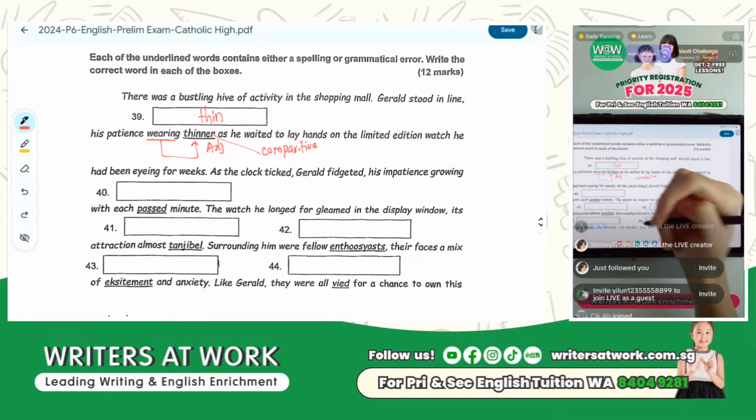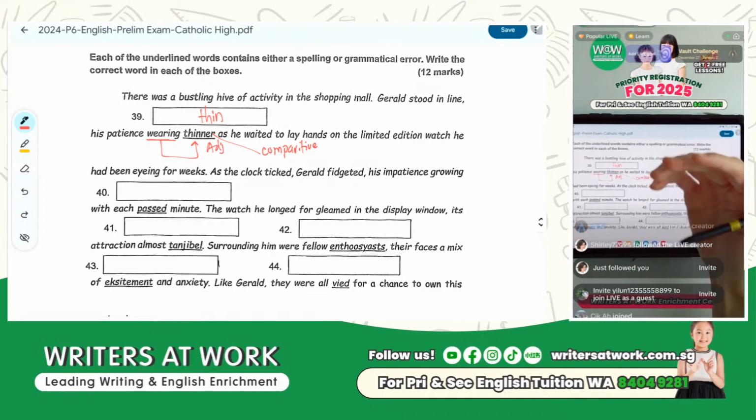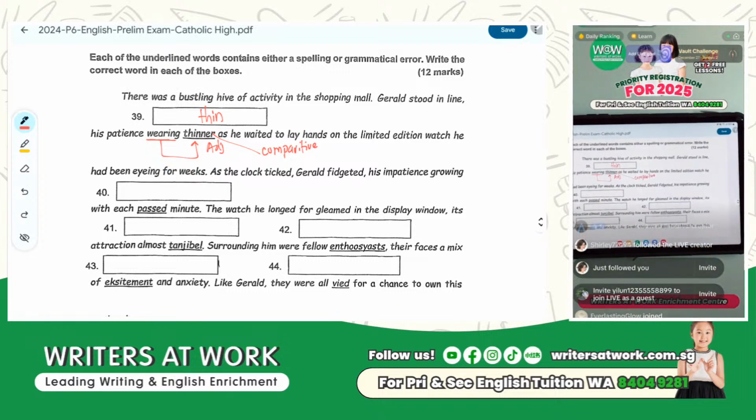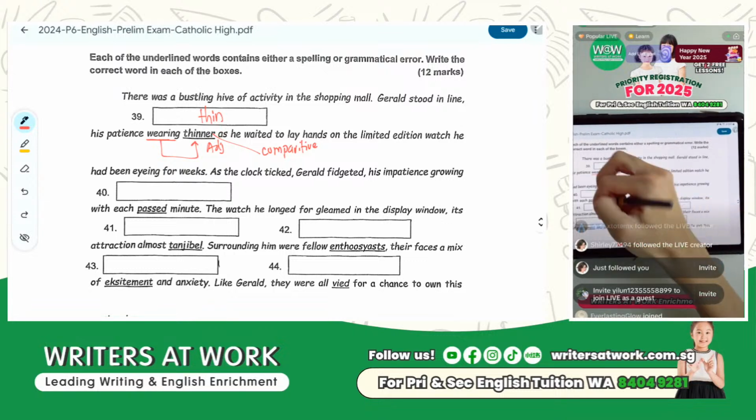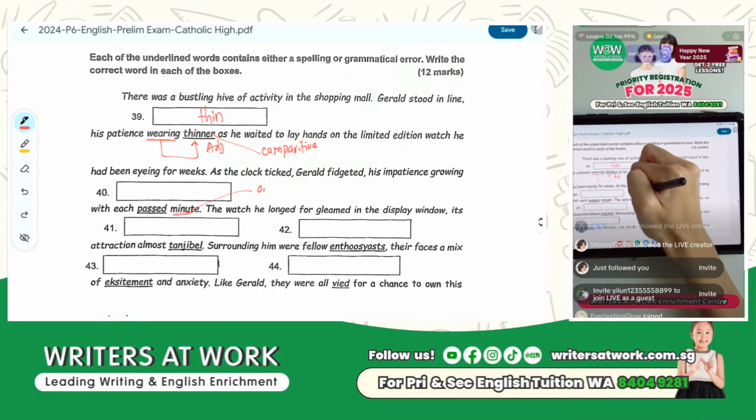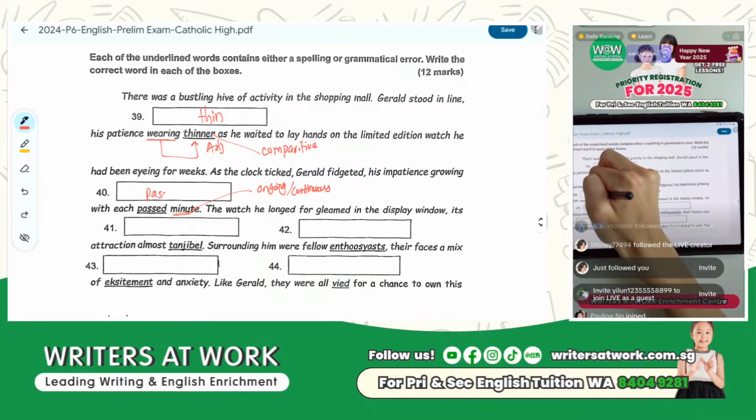And when you have comparative words, there needs to be some basis for comparison. So you need at least two items or two subjects to compare with. For example, the skin of a certain fruit is thinner than something else, maybe another second fruit. All right. As the clock ticked, Jared fidgeted, his impatience growing with each dash minute. So you can see the time is ongoing and is continuous. That means the time will continue to move. So it will be passing minute.